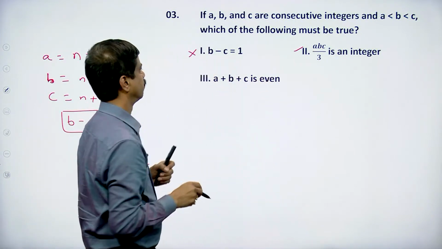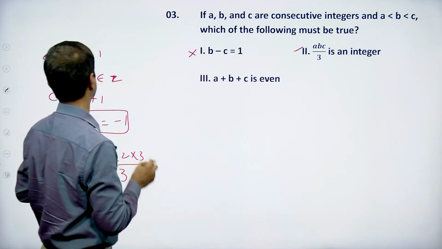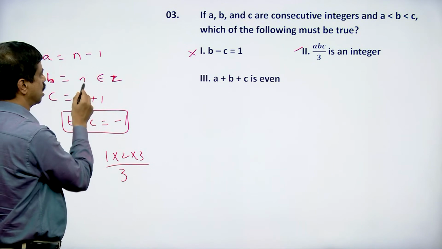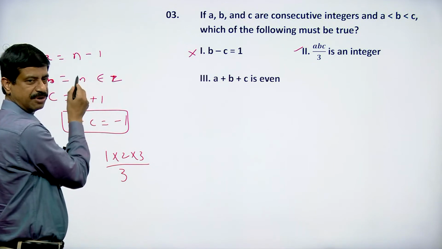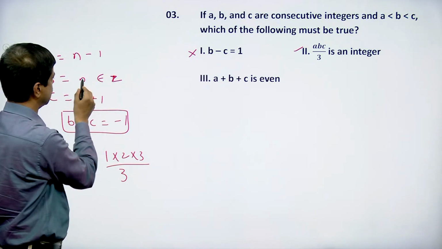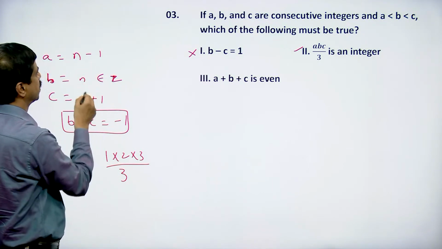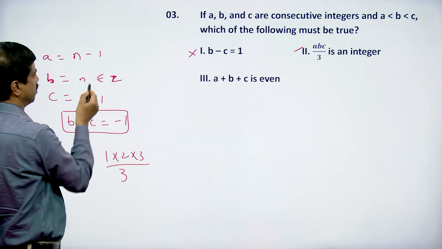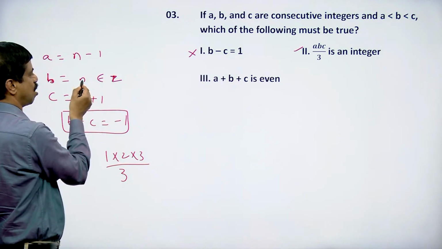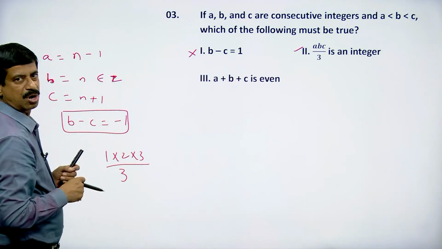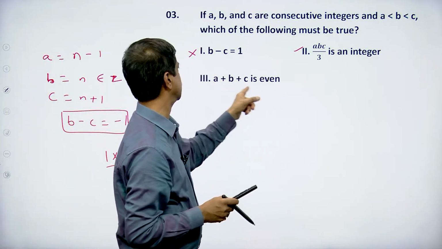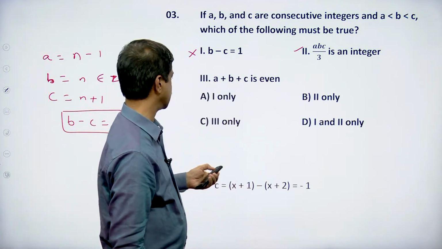This is wrong. A plus B plus C is even. See, suppose this is odd, so this is also odd and this is even. Odd plus even plus odd is even. Suppose this is even, this is even, this is odd. Then even plus even plus odd is not even. So therefore, this need not be true. So only option 2 satisfies.